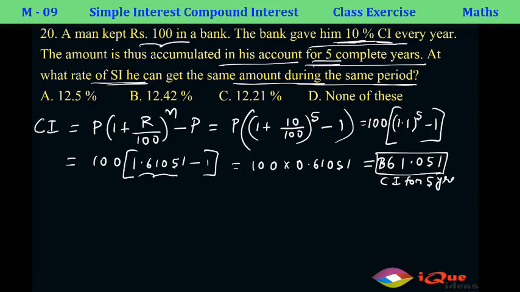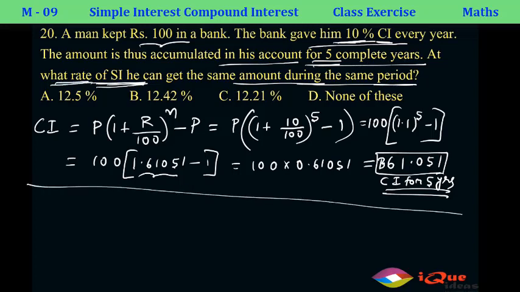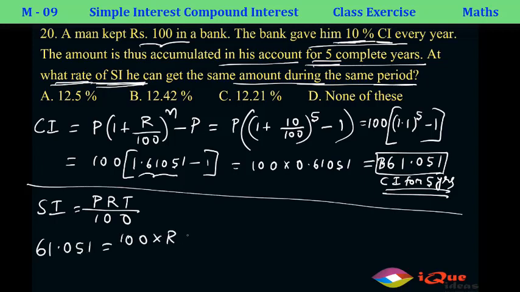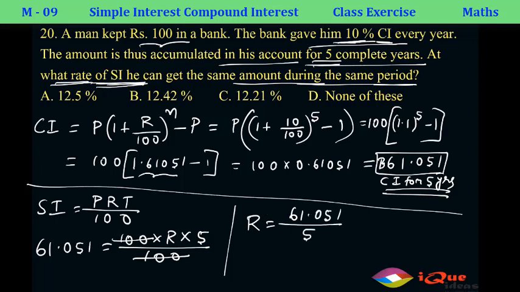Now we have to solve the same question for simple interest, and we have to find the rate. Let me put the formula. Simple interest will be equal to PRT upon 100. Simple interest is 61.051. P is 100. R we have to calculate. Time is given 5. Divide by 100. So basically 100 and 100 get cancelled, and we could have straight away said R equal to 61.051 divided by 5. So if you divide, you will get 12.2102%. So the required rate is 12.2102.